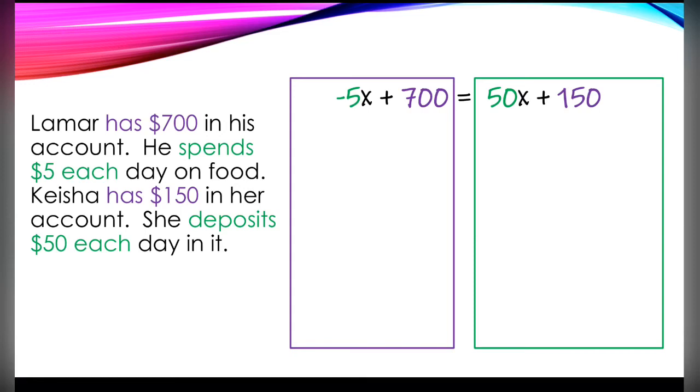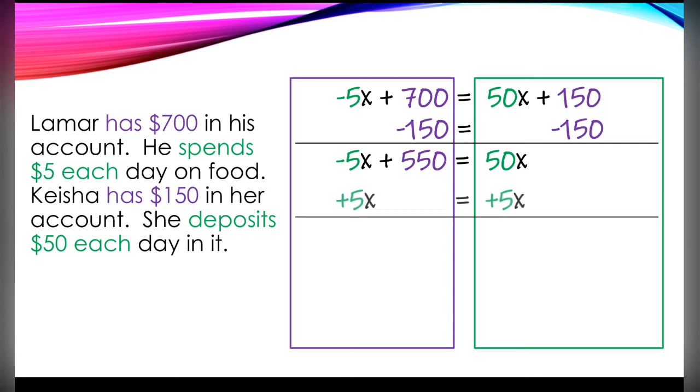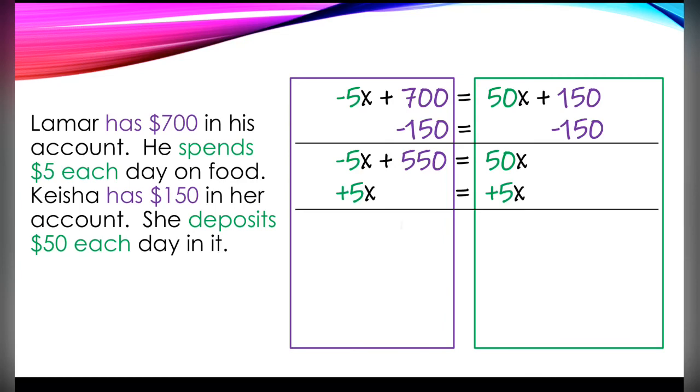First thing I'm going to do is get rid of that purple 150 in the green side. And when I do that, I end up with negative 5x plus 550 and 50x by itself over there. So now I want to get rid of that green. So how do I get rid of negative 5x? Well, I'm going to add 5x. When I do that, the math I'm left with is 550 here and 55x over here. Now again, I have a one-step equation, so all I have to do is divide by the 55 that's in front of the x, and I get an answer of x equals 10.